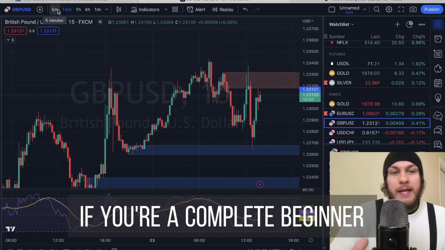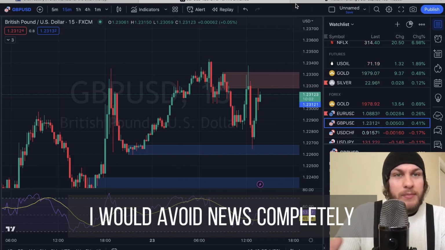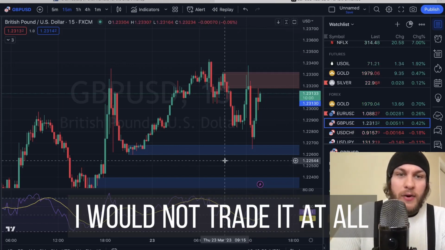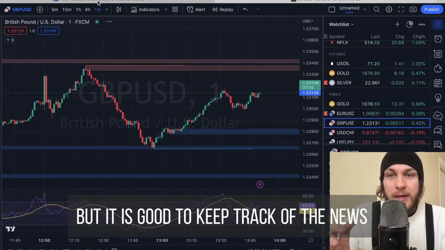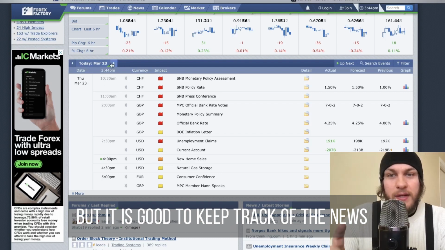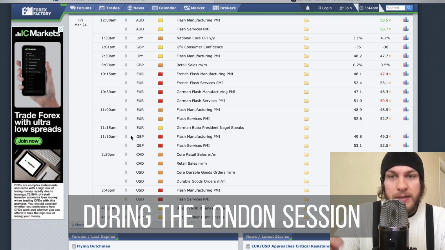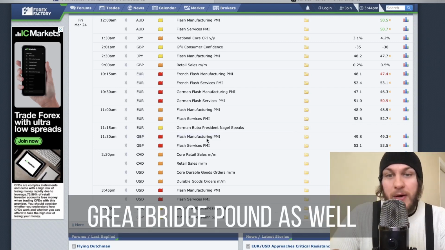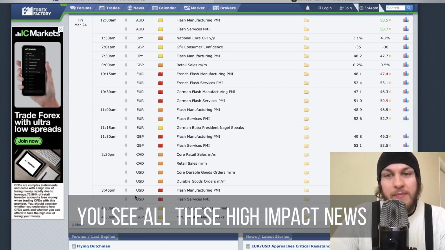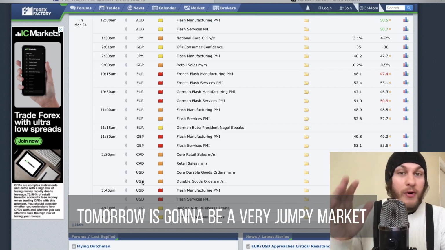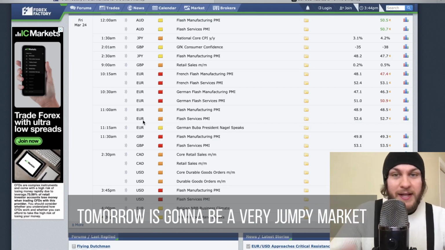If you're a complete beginner, I would avoid news completely. I would not trade it at all because it's just very risky, but it is good to keep track of the news. Let's say, for example, tomorrow, Euro is going to get impacted during the London session, Great British pound as well. You see all these high impact news, you gotta be careful. Tomorrow is gonna be a very jumpy market all over the place.